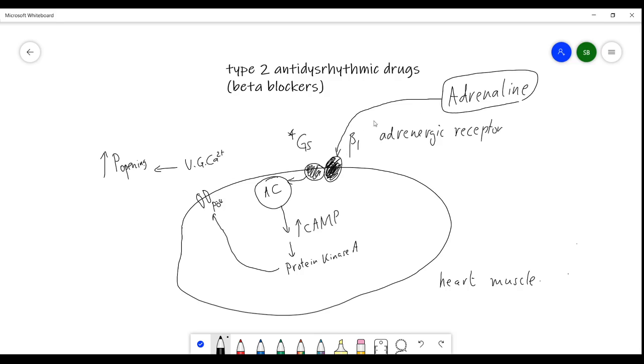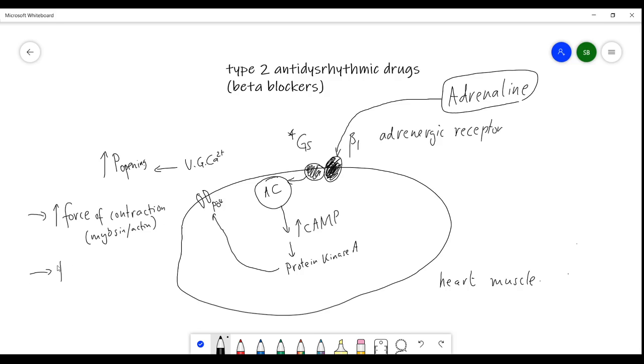So what adrenaline does effectively is activate adenylyl cyclase through the receptor, cyclic AMP activates protein kinase A, and that phosphorylates these calcium channels and increases their probability of opening. So you get more calcium coming in. So the result of this is increased force of contraction, because it's the calcium which mediates the myosin and actin interaction. So you get more calcium coming in, so you get a stronger force of contraction.